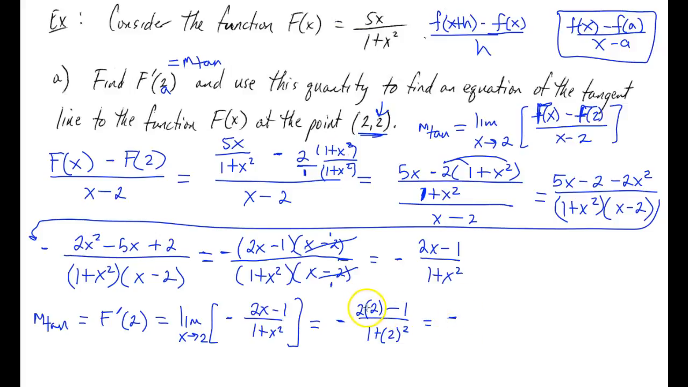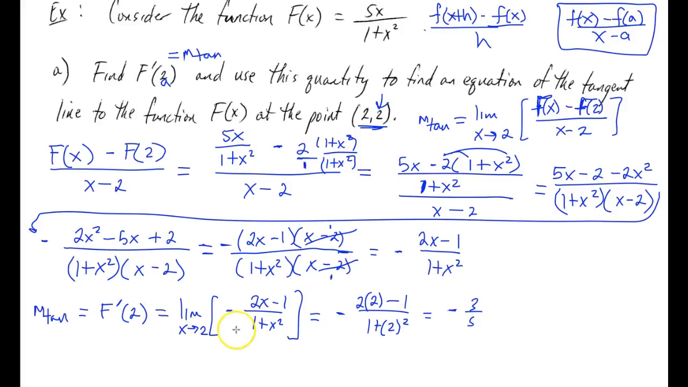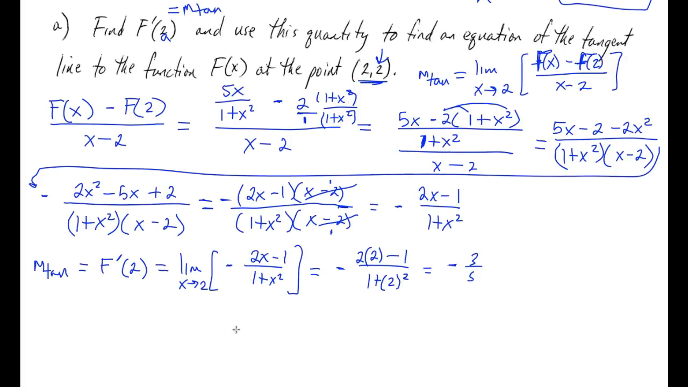So here we have 4 minus 1 is 3, and we have 4 plus 1 there is 5. So we see that the slope of the tangent line for this particular function here at 2 is going to be negative 3/5. So all that's left to do now is actually find the equation of the tangent line.